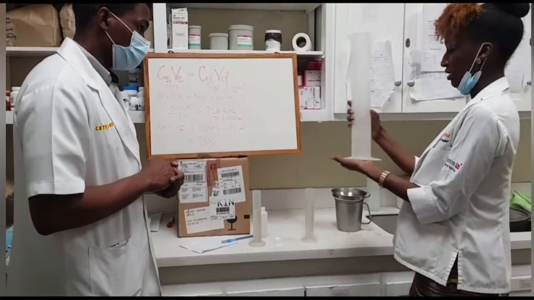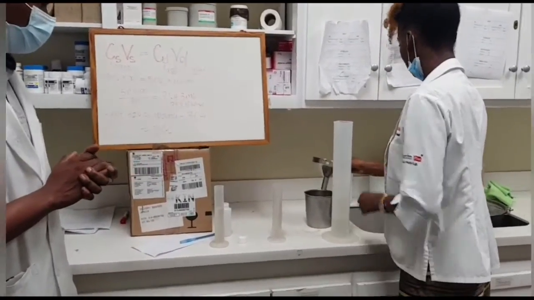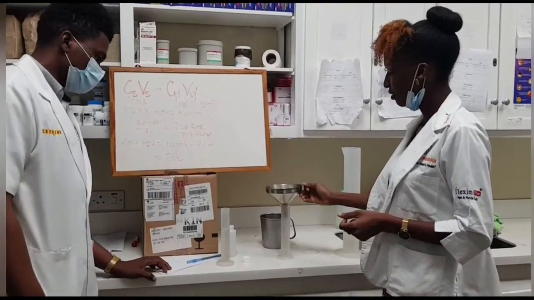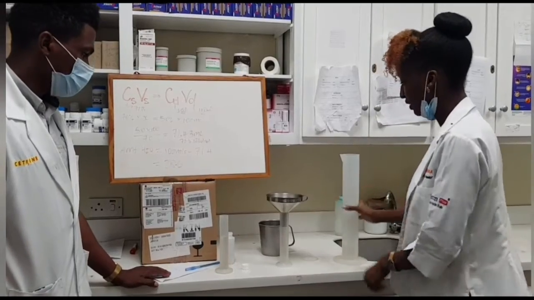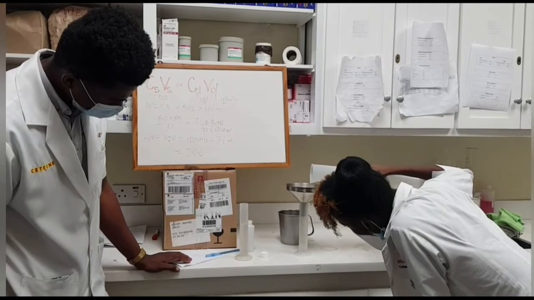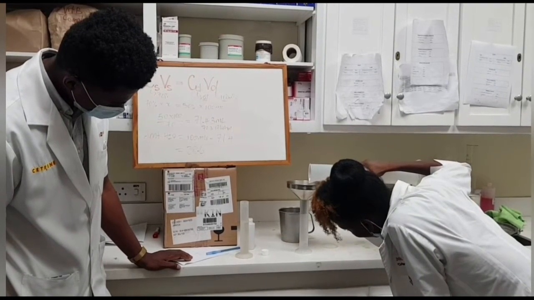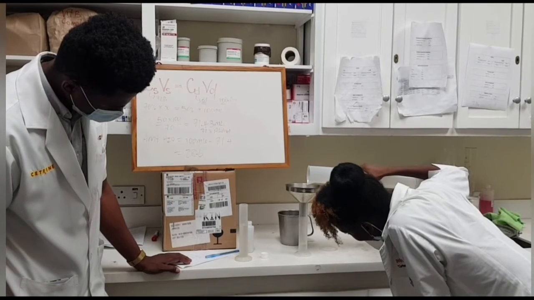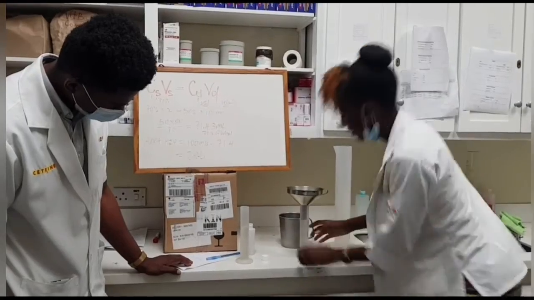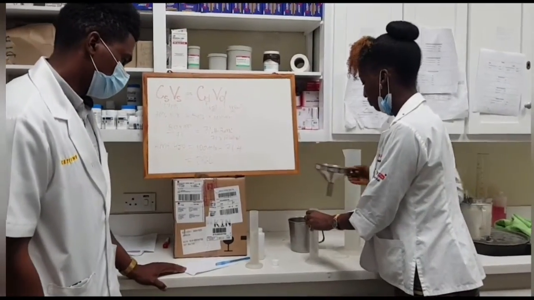This is purified water in the storage measuring cylinder. So using the same technique, we're going to measure 26 mils of purified water. And I have to pour slowly because this volume is smaller. I don't want to overshoot. So this is 26 mils of purified water.